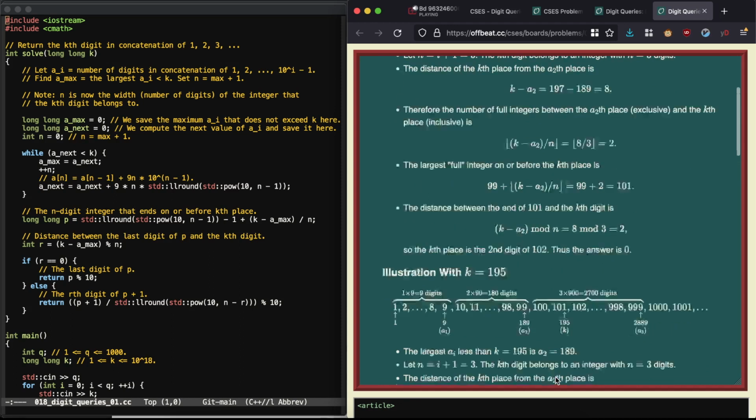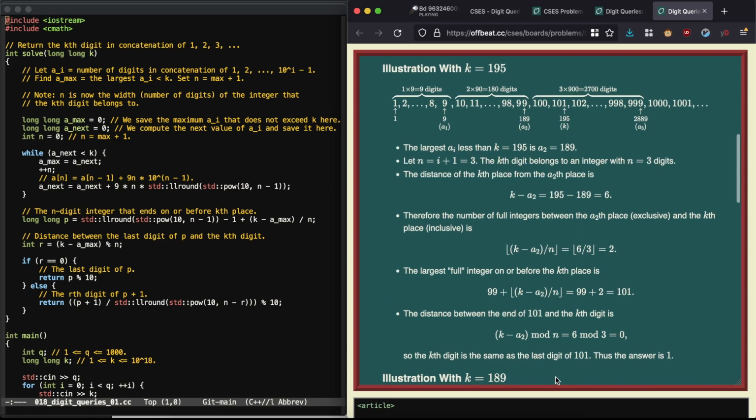Okay, continuing. Let's take another example. I've just chosen this example as another demonstration of the corner cases. In this case, k points to a digit that is in fact the final digit of a full integer. So earlier we had k pointing somewhere in between an integer. In this case, it is pointing to the end of the integer. So we'll do the same steps again and see how it goes.